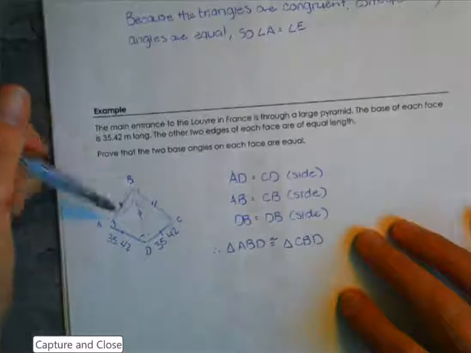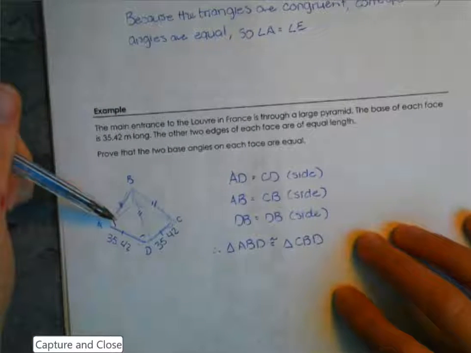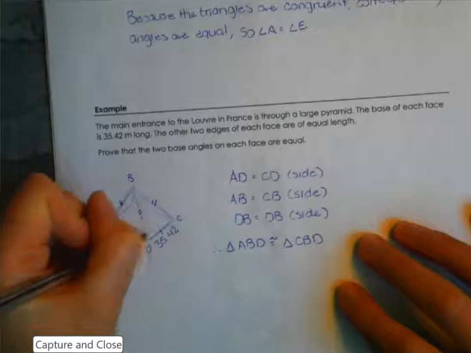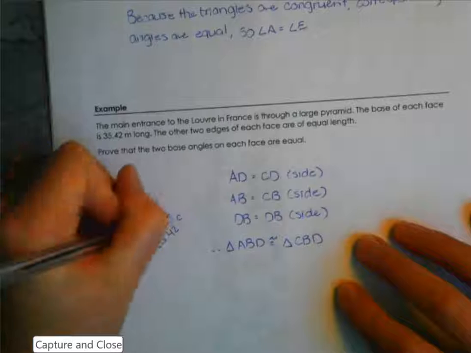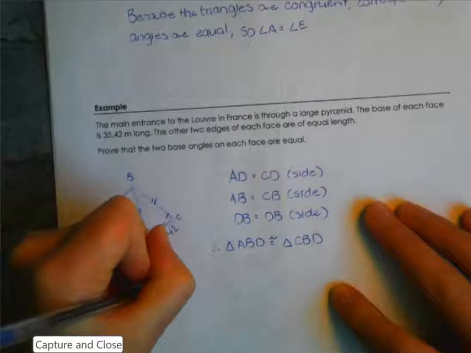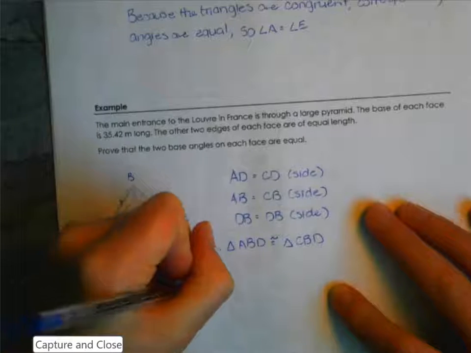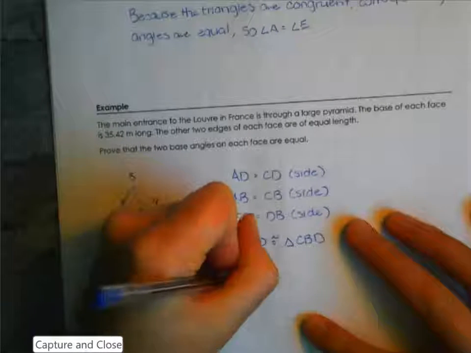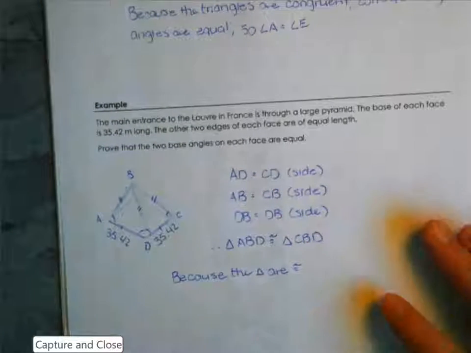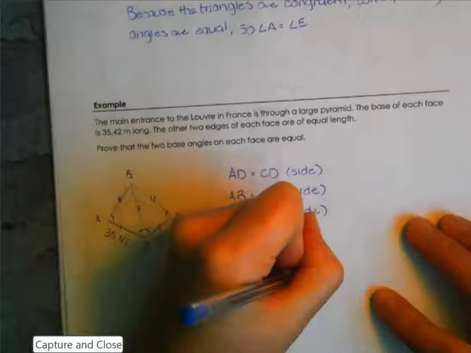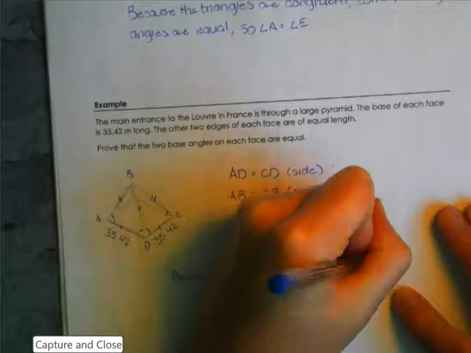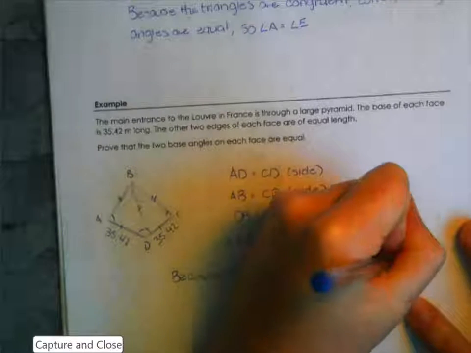And so now if we can say that these two triangles are congruent, then if we're looking at these base angles all the way around the pyramid, we can say, because the triangles are congruent, I'm going to use some shorthand there, corresponding angles are going to be equal.